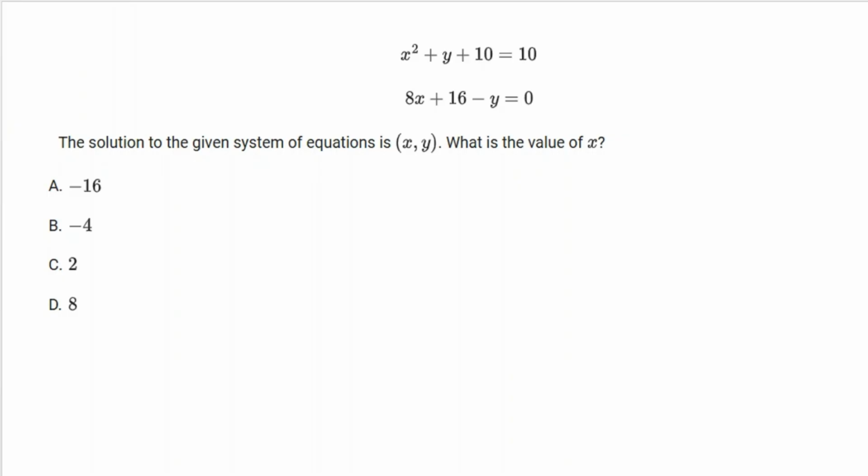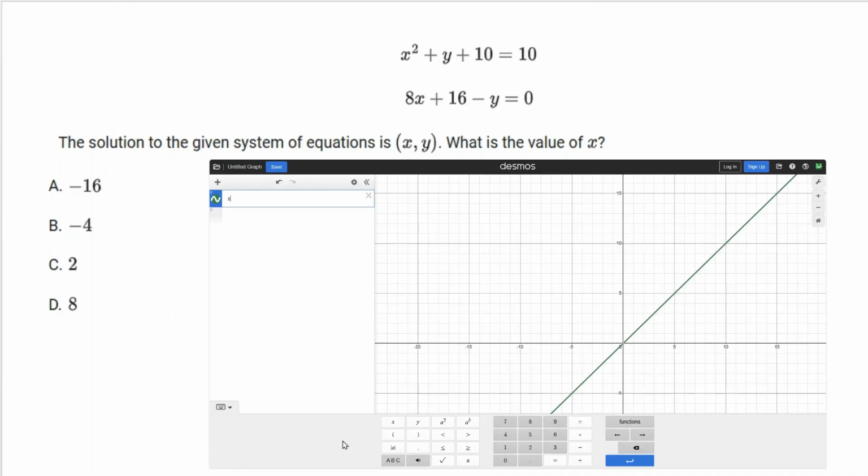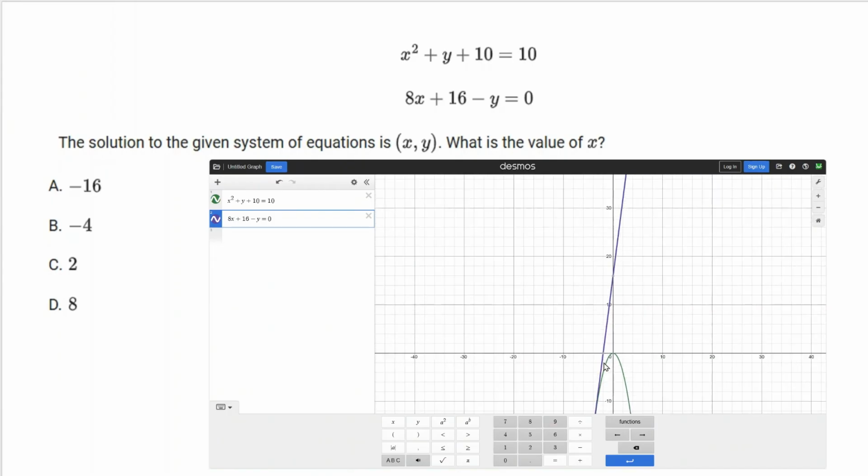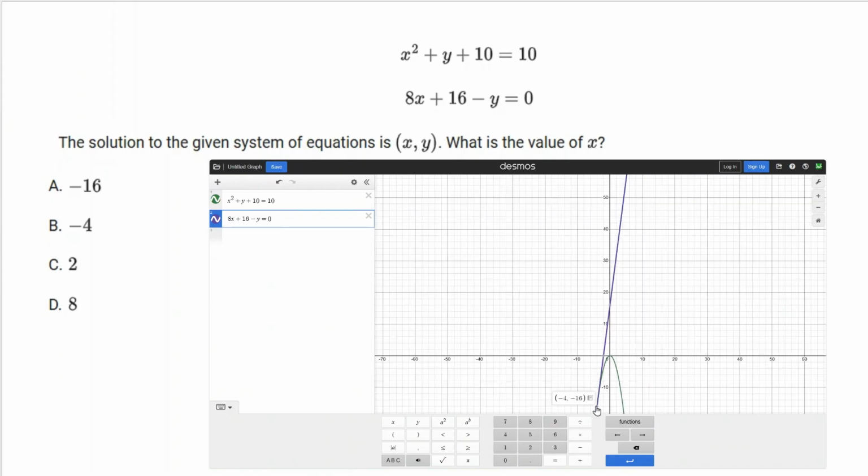And even if you can solve for all these things by hand, it's typically just going to be a little bit faster to do it through Desmos, especially if you can type faster than you can write everything out by hand. So let's go ahead and do that with this problem now. X squared y plus 10 equals 10 x plus 16 minus y. So zooming out, we can find that the solution is negative 4 and negative 16. So that would be our solution.